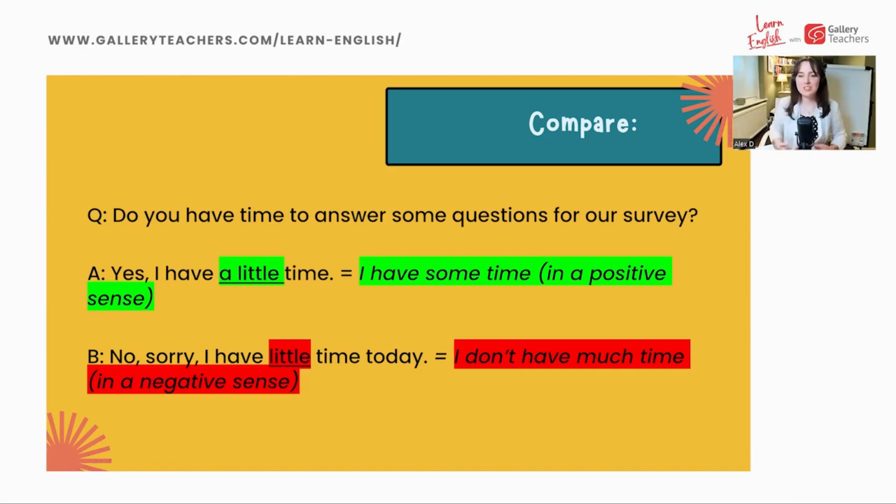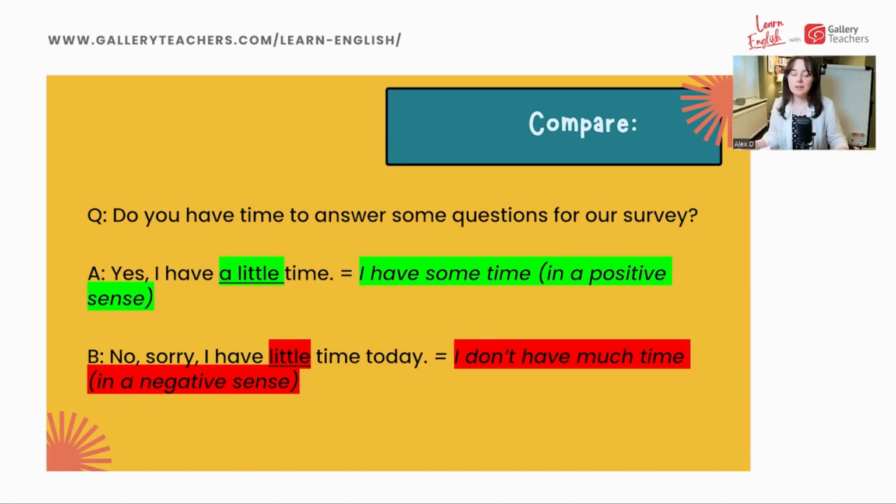Examples. Okay, so this should help us. Imagine you're walking along the street and you see someone with a clipboard or an iPad, and they stop you and they say, sorry, do you have time to answer some questions for our survey? Okay, notice the different responses. Person A says, yes, I have a little time. That means I have some time. It has a positive sense there. I have some time. It's positive. So this person will probably help with the survey.